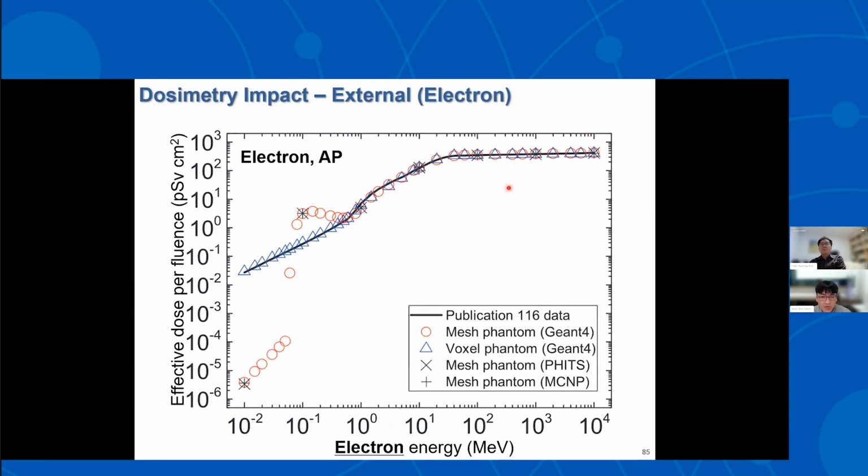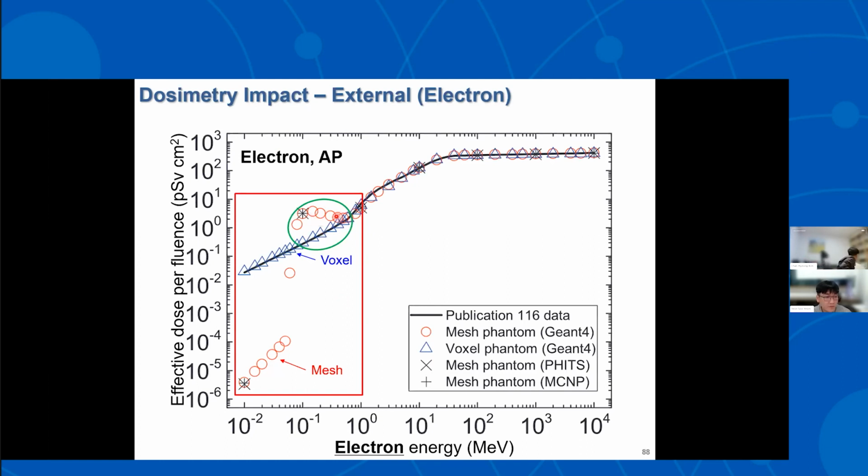So the electron cases. At the energy above 1 MeV, as you can see, the excellent agreement between mesh and voxel phantoms. On the other hand, in the low energy region, there are significant differences between mesh and voxel phantoms. Even at certain energy region, the voxel phantoms underestimated the effective dose against the mesh phantoms by up to about 10 times.